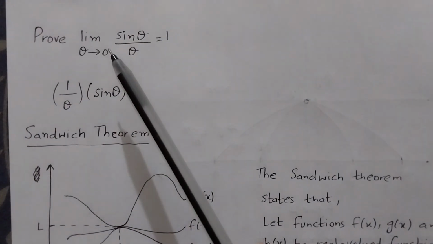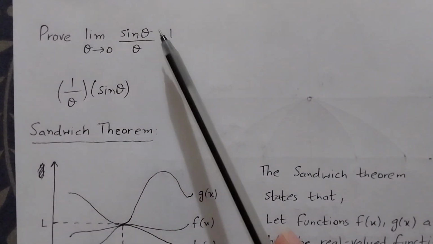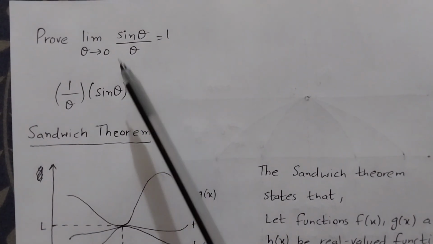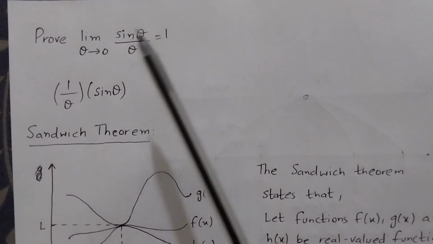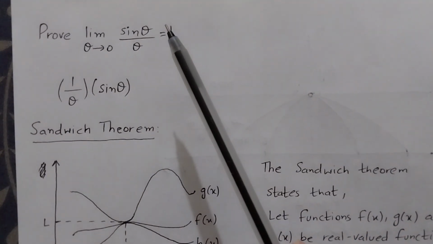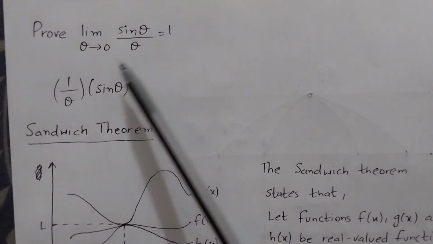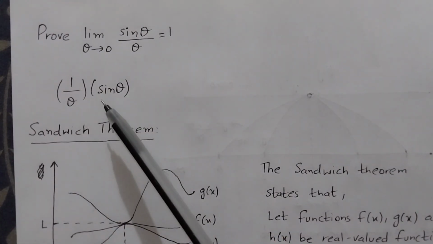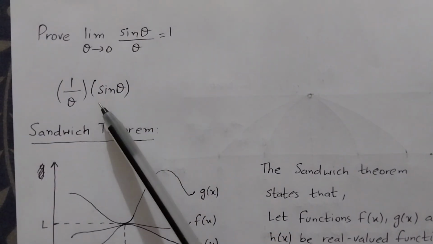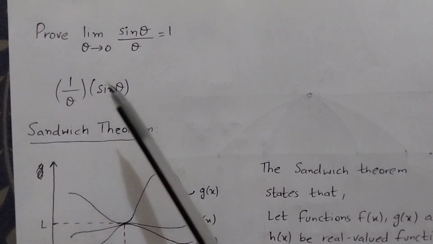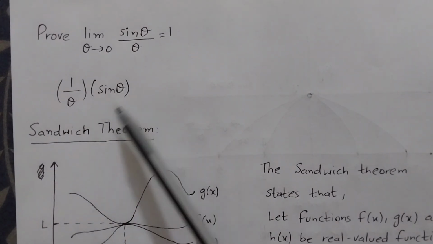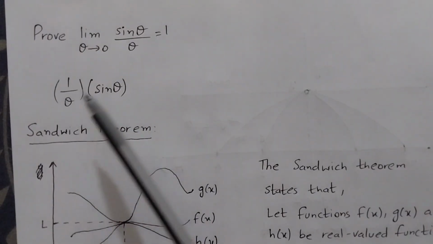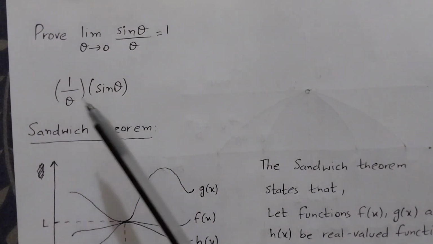Today we are going to prove that this limit is equal to 1. And when we look at this expression sine theta over theta, we think of sandwich theorem. And why is that? Because this is an expression involving a polynomial expression 1 over theta and a trigonometric expression sine theta. So whenever we have a product of a polynomial expression and a trigonometric expression, normally we find the limits of those expressions using sandwich theorem.